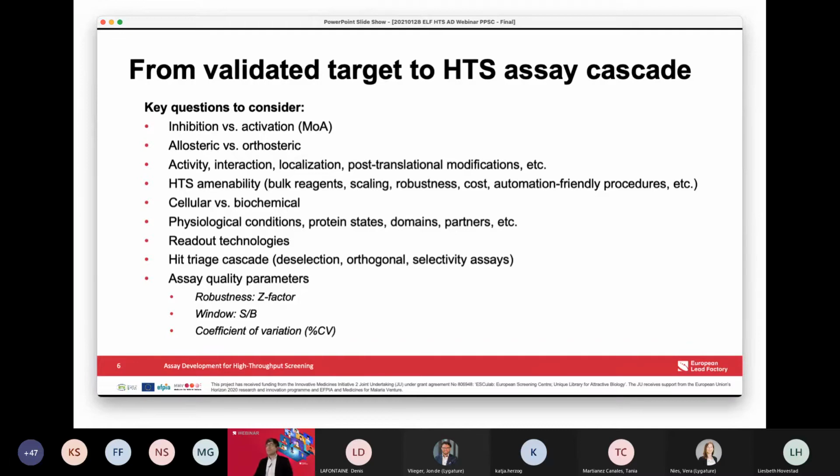Once we have these assays in place, of course, we want to scale them up, usually to 1536 well plates, and we need to make sure they meet a certain quality in order to be able to do HTS campaigns.